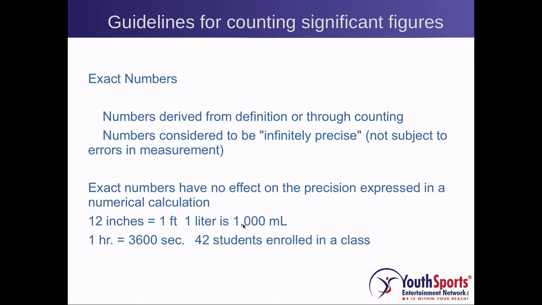Similarly, 1 liter is 1000 milliliters, so it's exactly 1000, and the number of significant digits is infinite. 1 hour has 3600 seconds, or in another example, you've got 42 students enrolled in the class. 42 is an exact number. You can have a decimal point here, but it will be followed by an infinite number of zeros. That is what is meant by infinitely precise.